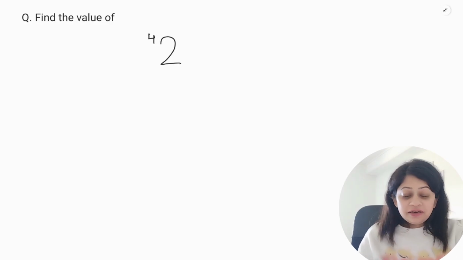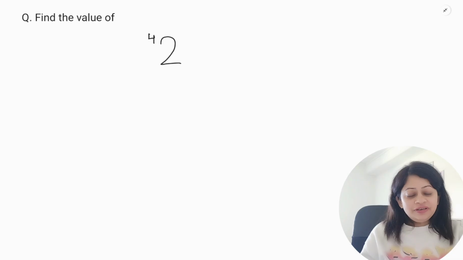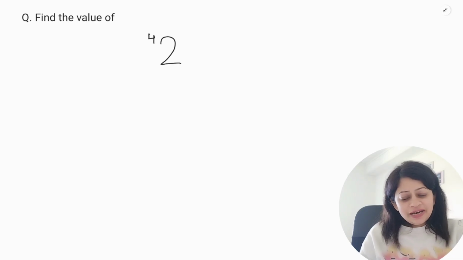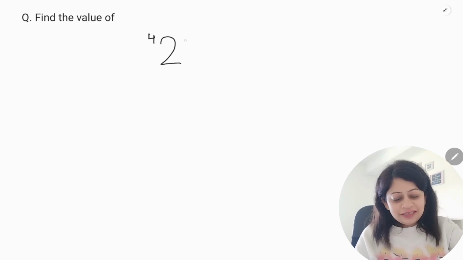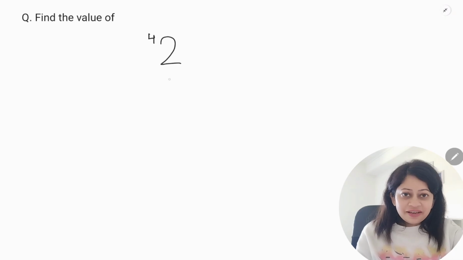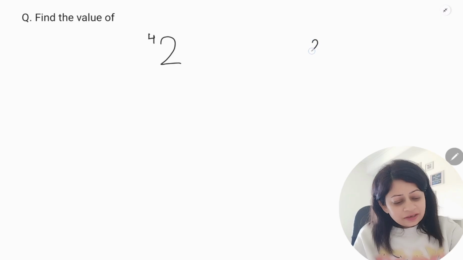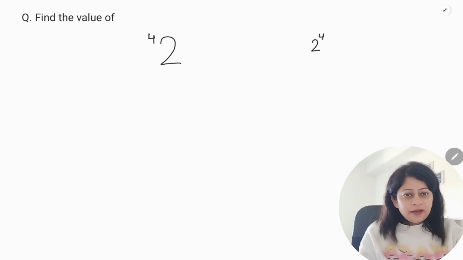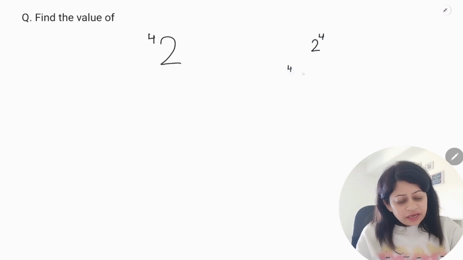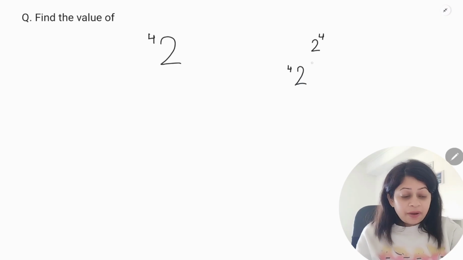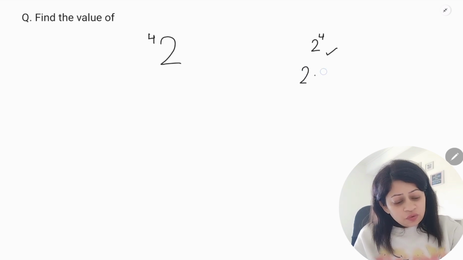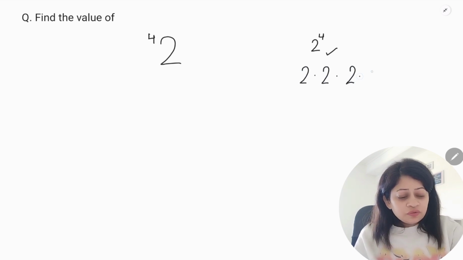I'm Upasana Taneja. So if you see this question, we are supposed to find out the value of this thing. Okay? This strange thing. Until now when we were studying, we have always seen 2 raised to power 4. Have you ever seen that 4 is here in the front of 2, not at the back? We have always seen 2 raised to power 4, which means 2 times 2 times 2 times 2, that is equal to 16.